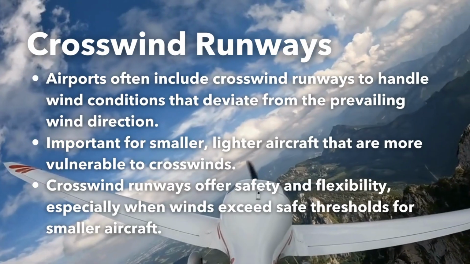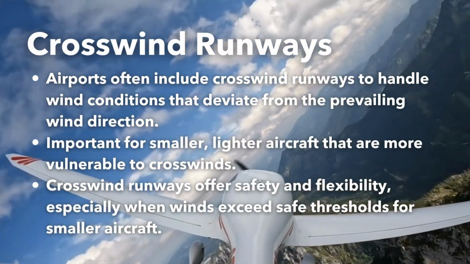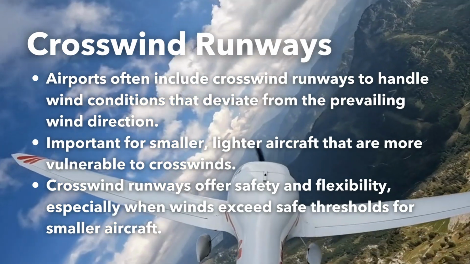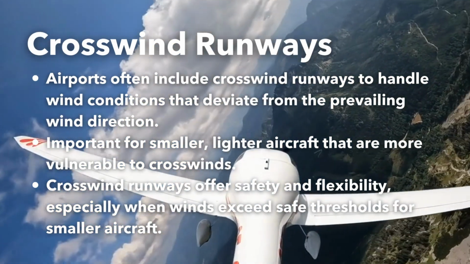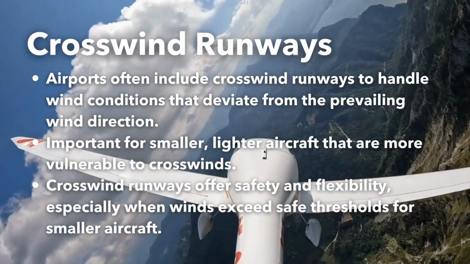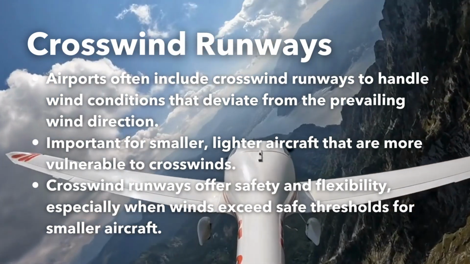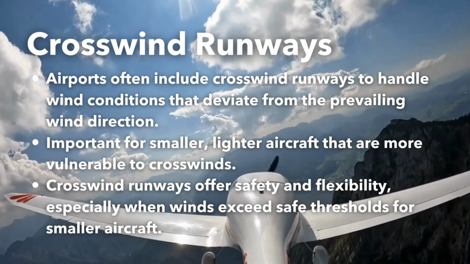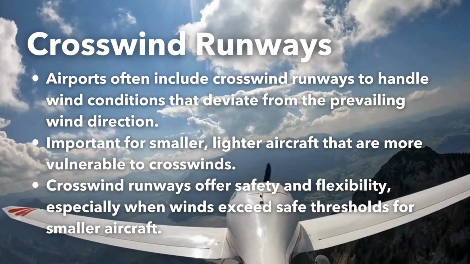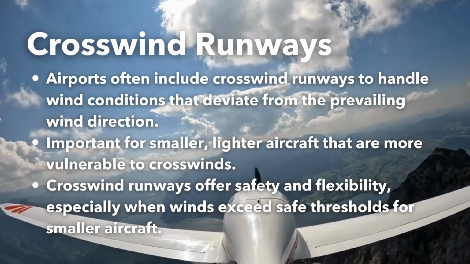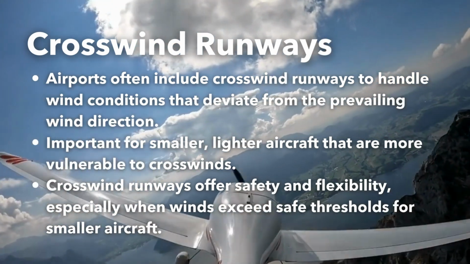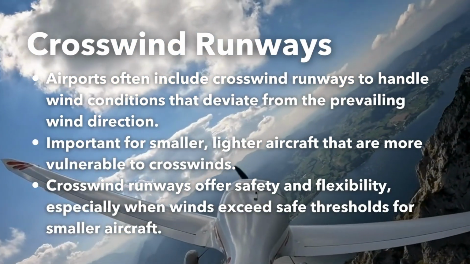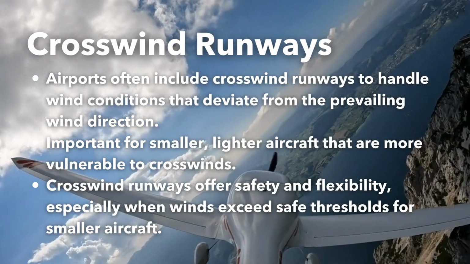In cases where prevailing winds vary, airports may include crosswind runways. These runways are oriented to accommodate less frequent wind patterns that deviate from the primary wind direction. Crosswind runways are especially important for smaller, lighter aircraft which are more vulnerable to strong crosswinds than larger, heavier planes. For example, a small aircraft might be unable to land safely if crosswinds exceed a certain threshold, so having runways in multiple orientations provides flexibility and safety.